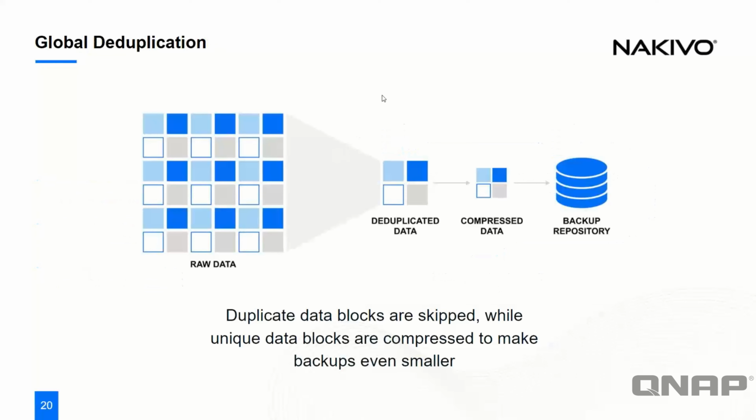Let's talk about the global deduplication of Nakivo backup and replication. So using this feature, all the duplicate blocks are skipped, while unique data blocks are compressed to make your backups even smaller. So global deduplication with Nakivo backup and replication can save up to 70% of your storage space.